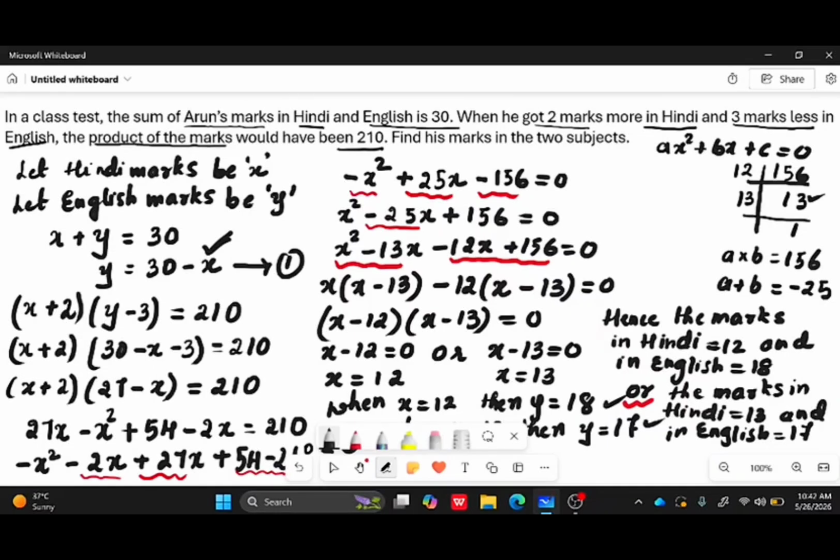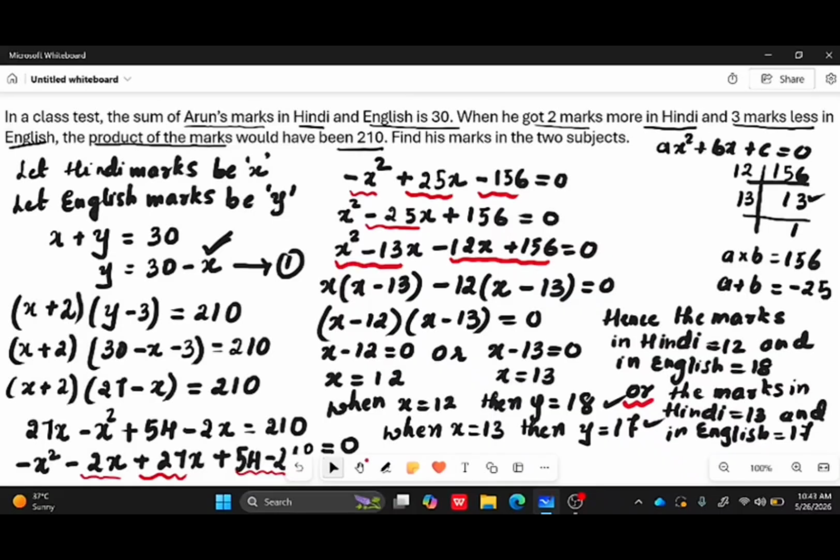I hope everyone has got the clear idea. The marks scored by Arun in Hindi and English, but there are two conditions. If he gets 12 marks in Hindi, then his English marks will be 18. And if he gets 13 marks in Hindi, then his English marks will be 17. I hope everyone has got the clear idea, and as well as I hope everyone has understood how to frame the equation.